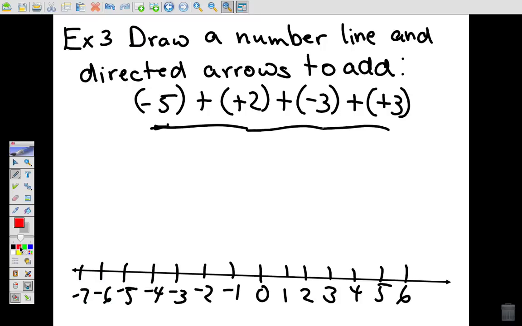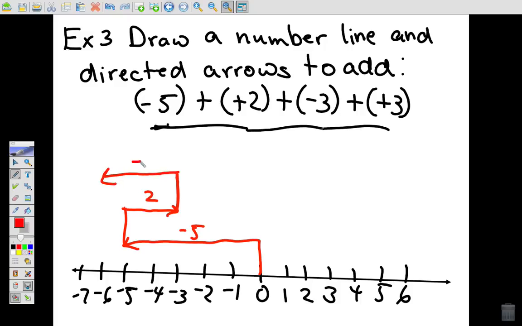All right, so start at the origin. I'm going to move left 5 units. 1, 2, 3, 4, 5. And I'm going to draw a line up, and I'm going to move right 2 since it's a positive 2. So I'll go to the negative 4, then the negative 3. Draw a line up. Now I'm going to move left 3. So from the negative 3, I go to the negative 4, to the negative 5, to the negative 6. I'm going all the way over to the negative 6.